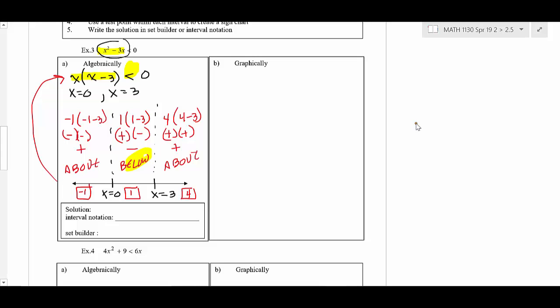Parentheses, right, because it has a less than. It doesn't have a less than or equal to. So it's just going to be between 0 and 3. So that would be your interval answer.